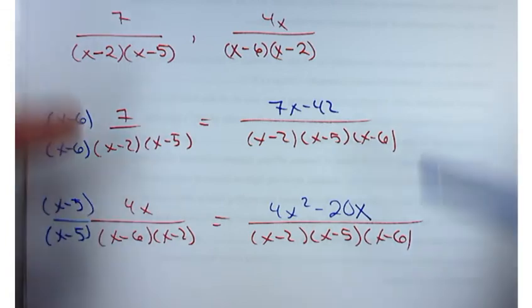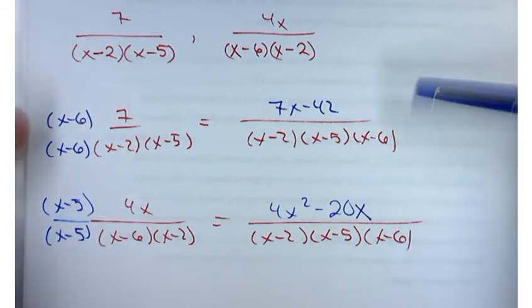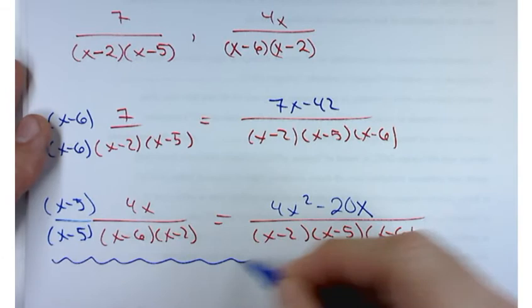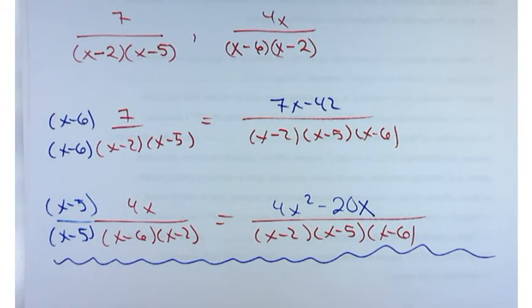Now, if you wanted to or needed to, you could add or subtract them because they have common denominators, whereas before we couldn't. But I think that's pretty good for this problem here. I think we got our money's worth out of that one.